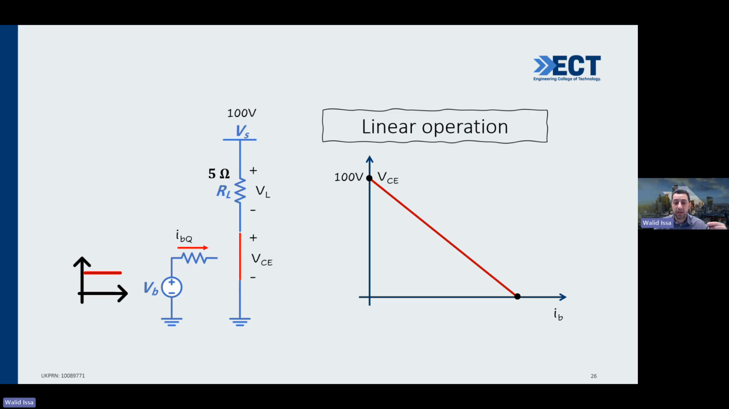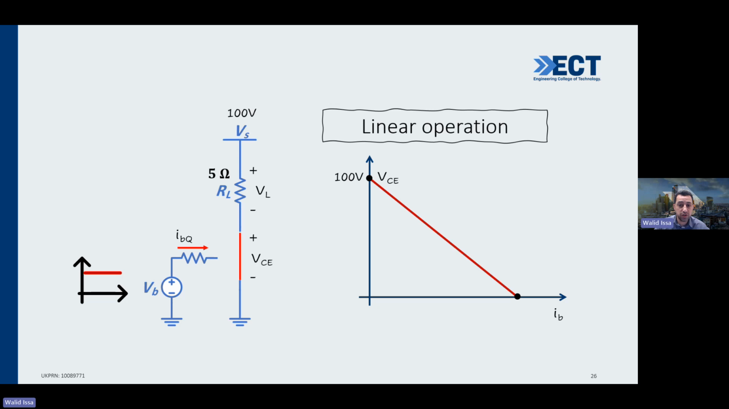And I can put current into the base within a range from cutoff to saturation, and that will bring me this line, which is the voltage between collector and emitter line.